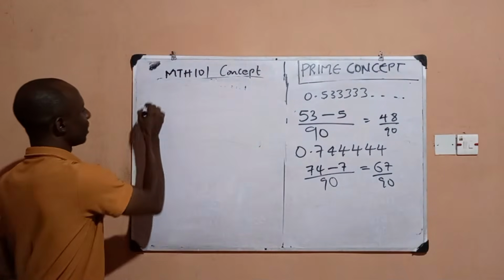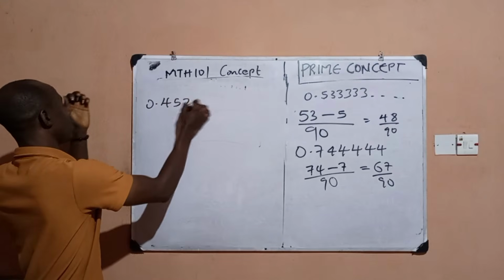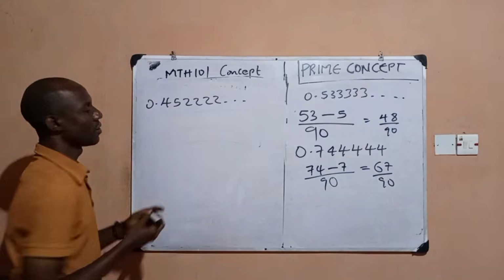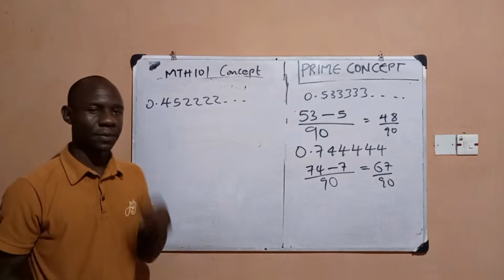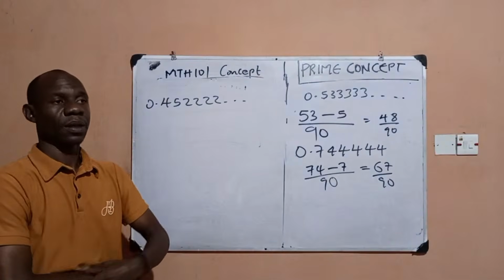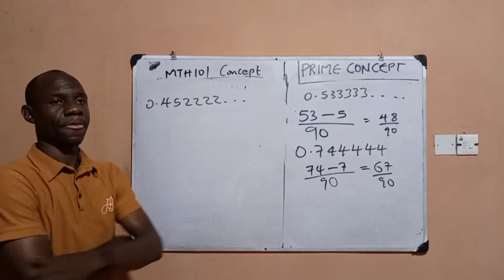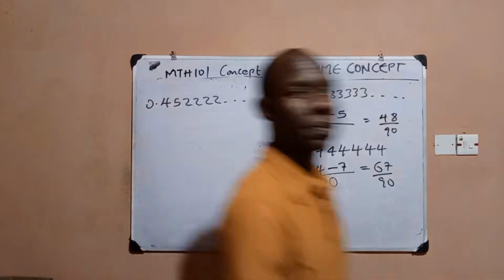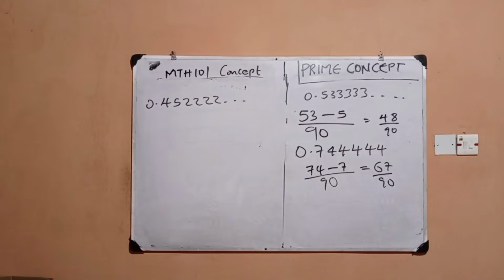Last one, so that you can digest it. What if they give you, let's say, 0.452222? What if I give you this? What would the answer be? Quickly drop if you understand. What would the answer to this one be?